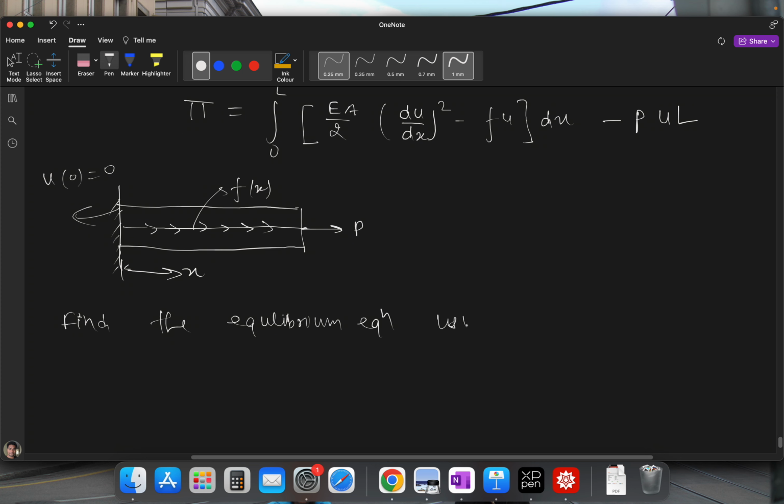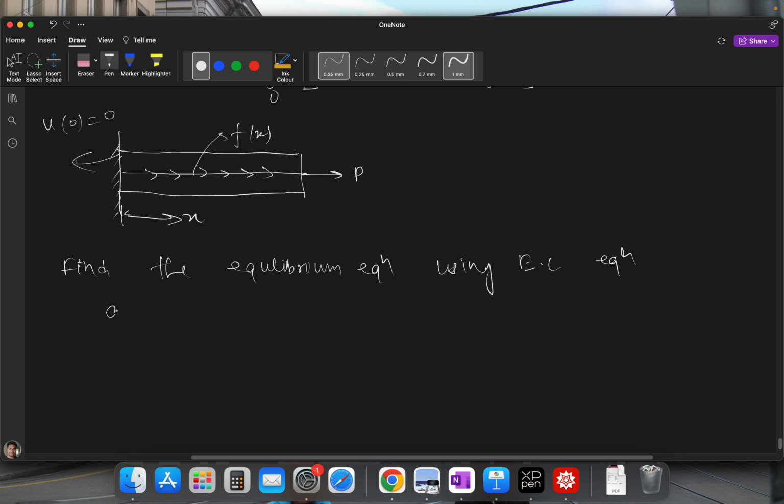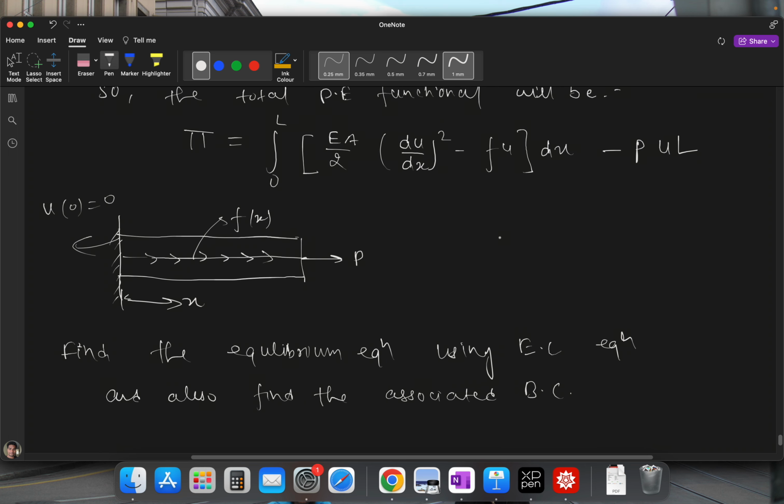Equilibrium equation using Euler-Lagrange equation, and also find the associated boundary condition. You will get the differential equation, right? And that differential equation will have one boundary condition already, but you will require one more boundary condition. What will be that?